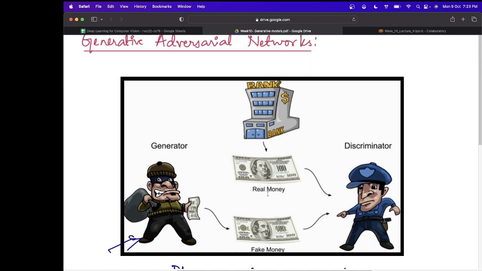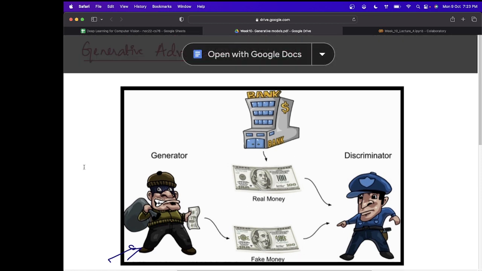So like we see in the market very often, right? So it's trying to generate fake notes, and now there's a police, right? So there's a cop whose name is discriminator, and he is trying to basically find out, given these two notes, what is the real one and what is the fake one. Okay, so this is the game that is being played.